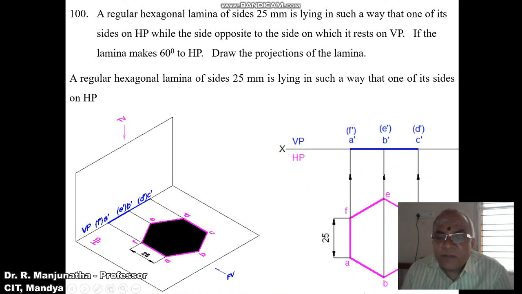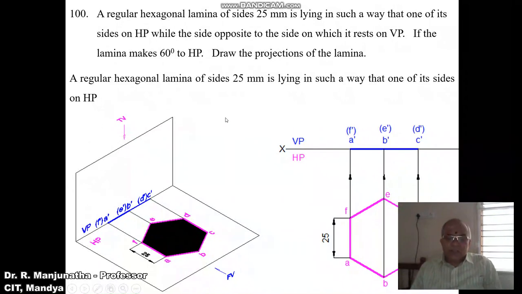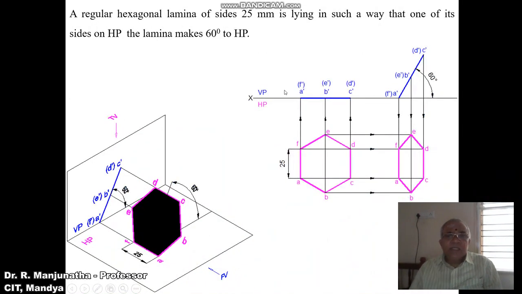So now as we see from the front view, ABC is near to the observer. So A dash, B dash, C dash is visible, and D, E, F is away from the observer. So D dash, E dash, and F dash is in bracket. So next, one of its sides is resting on HP. The side which is perpendicular to VP, there are two sides which are perpendicular to VP. One is AF and the other one is CD. So we can rest it on either AF or we can rest it on CD.